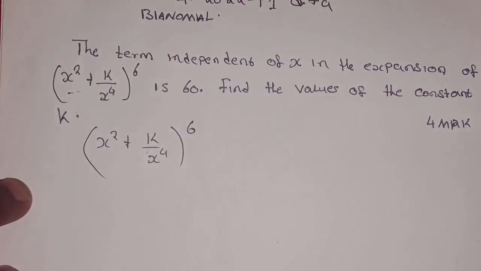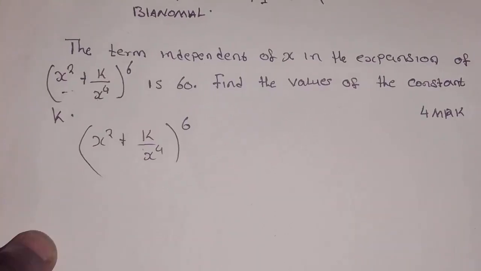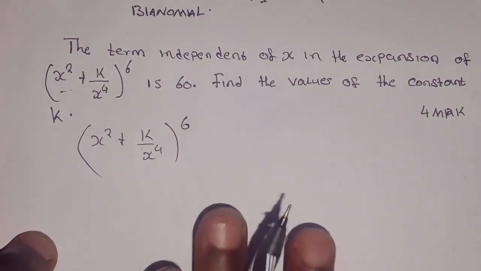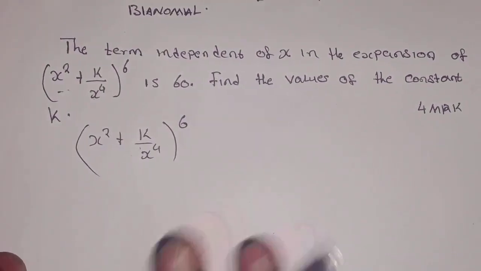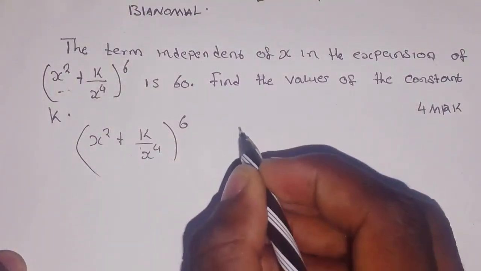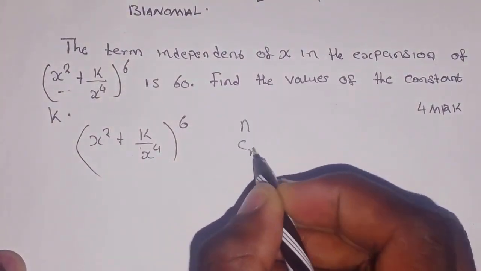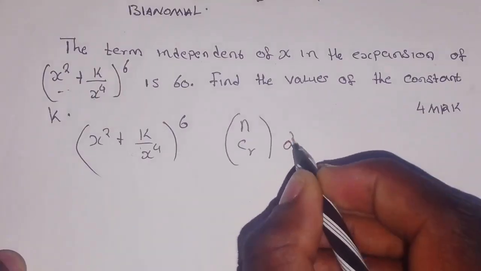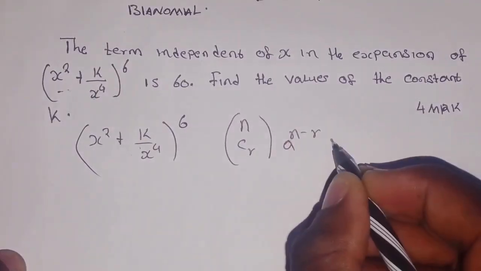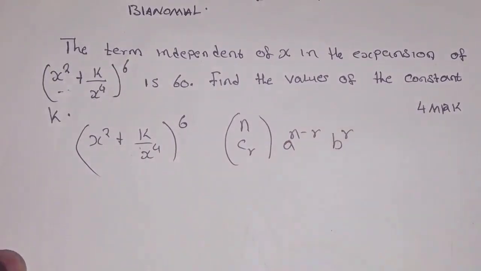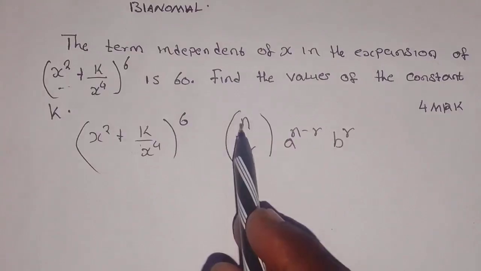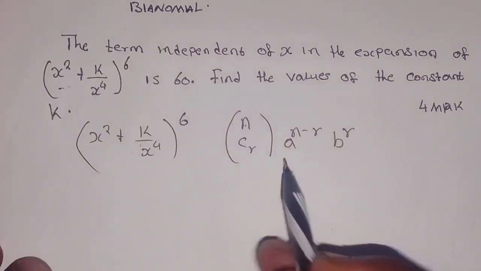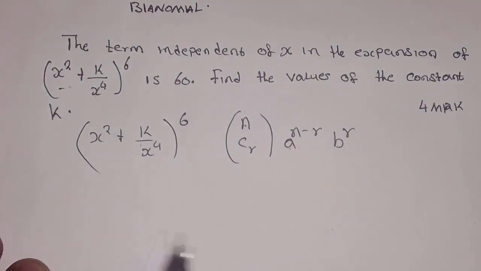So first of all, we need to know the formula we can use to find the term independent of x. The formula we use is n choose r multiplied by a to the power n minus r multiplied by b to the power r, where n is the power given. In this, a is the first term in the function given.